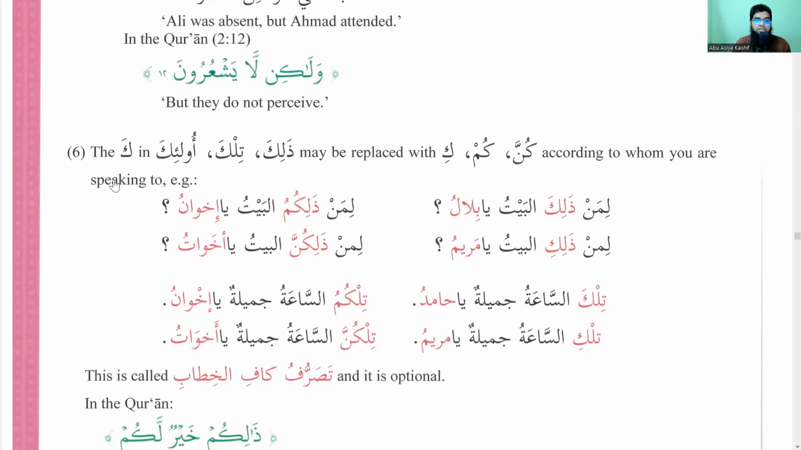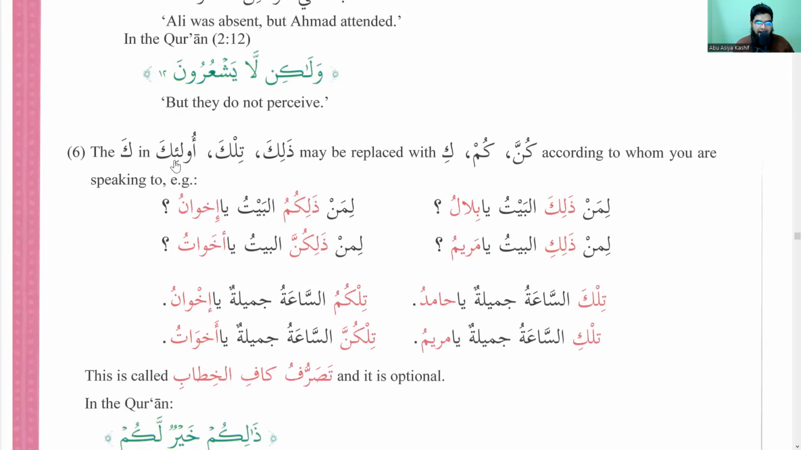Number 6 in lesson 19. You can change dhalika to dhaliki, and ulaika to ulaiki, ulaikum, ulaikuma, ulaikunna. This is called kaf al-khitab, and the meaning doesn't change. It's just for grabbing the attention of the addressee.